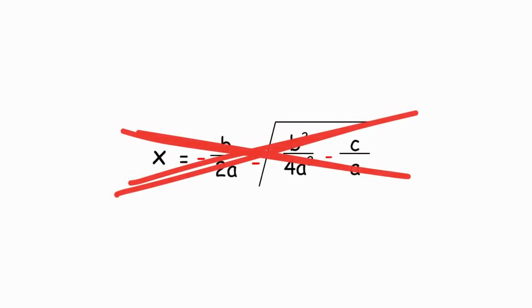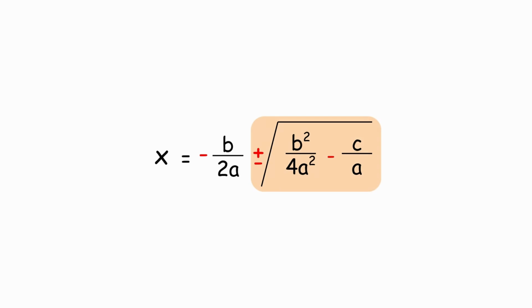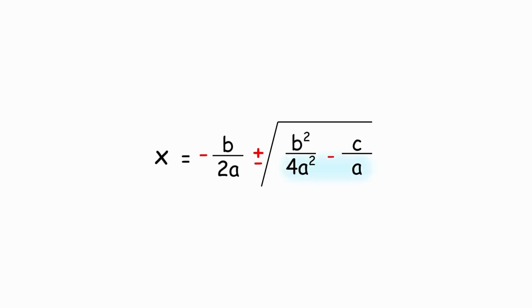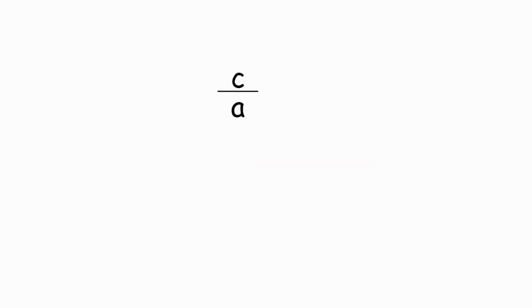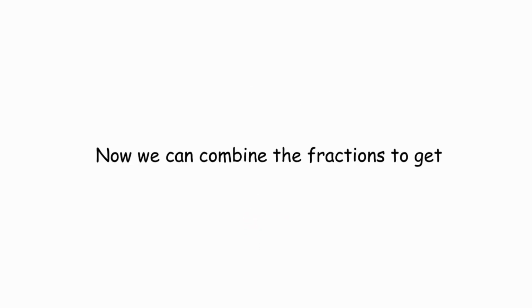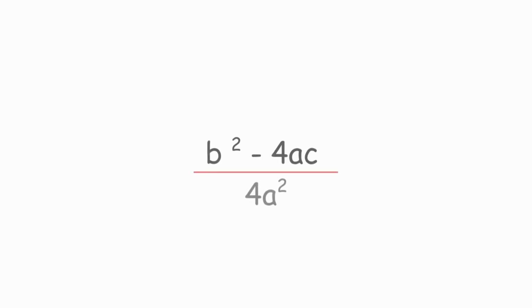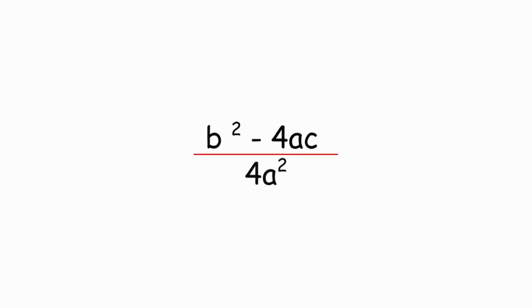Well, almost. This is probably not the form that you're used to seeing the quadratic formula in. To fix that, let's first look inside of the square root. We want to combine the two fractions together, so they have to have a common denominator. To do this, take the fraction c over a, and multiply the top and bottom by 4a, giving us 4ac over 4a squared. Now we can combine the fractions to get b squared minus 4ac over 4a squared.